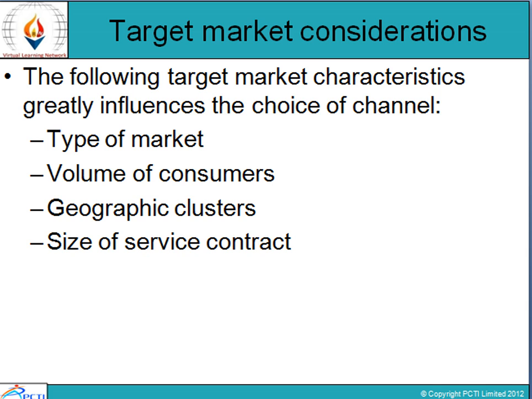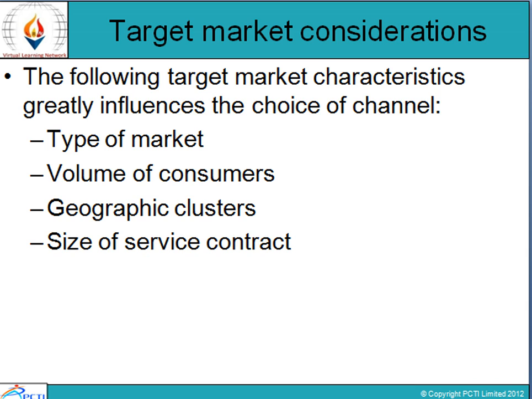Second is the volume of consumers. If the number of consumers is large, then the middlemen are used. If the consumers are fewer, like business consumers, then the banking firm uses its own sales force, like advertising agency or client servicing. Then comes geographic cluster.